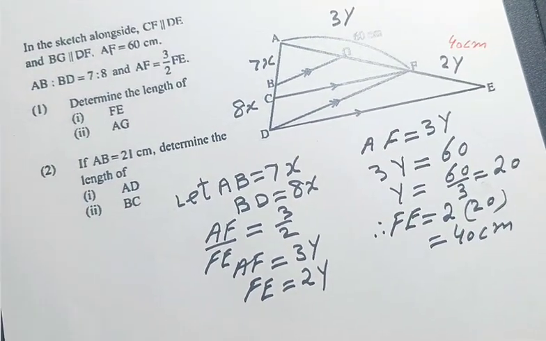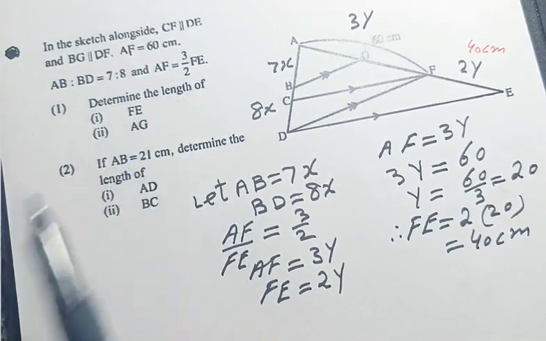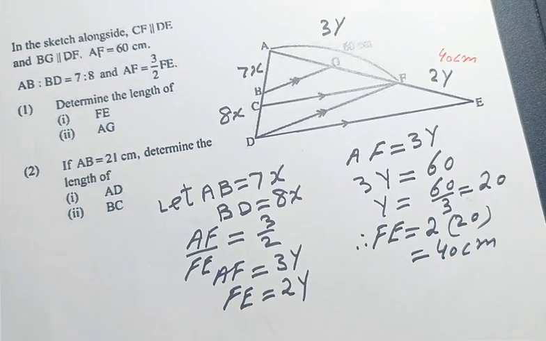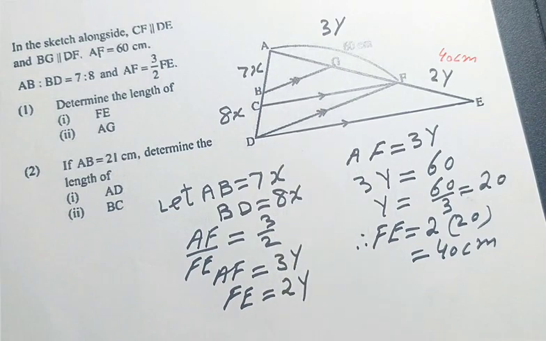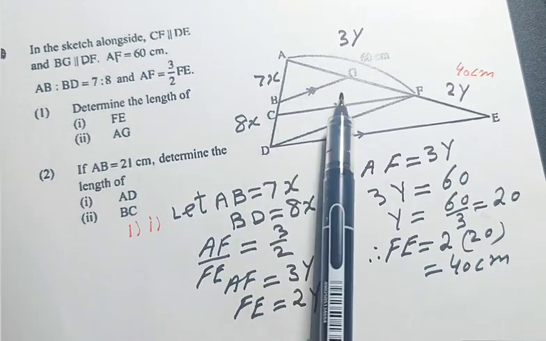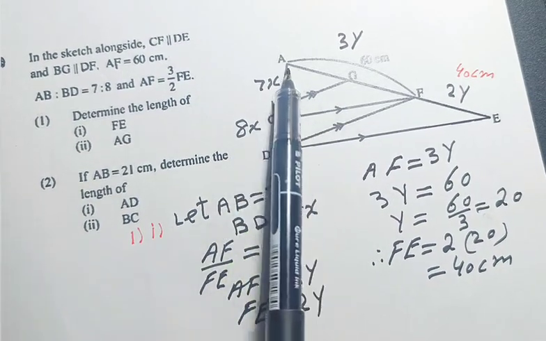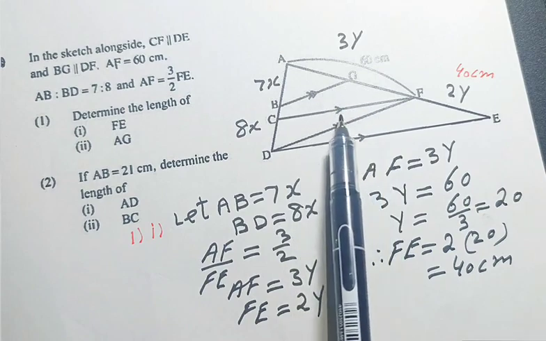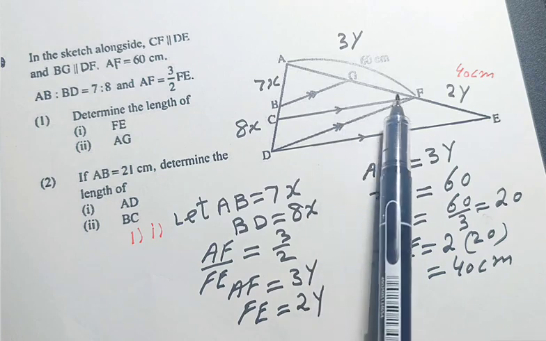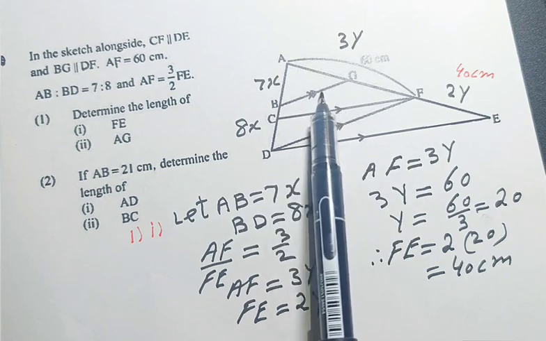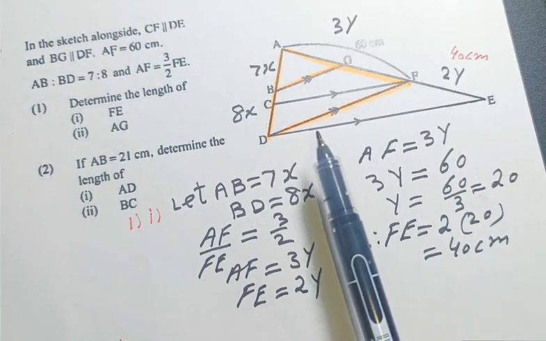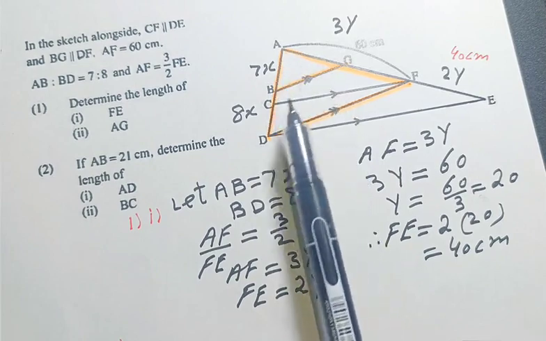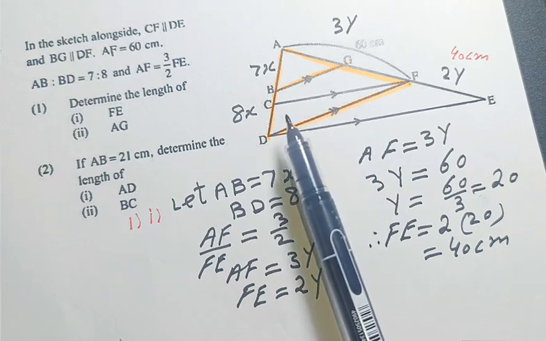Second question, it says determine the length of AG. So where is AG? AG is here. We need to see AG is on which triangle. AG is on this triangle, the one with the double arrow parallel side. Let me highlight it for you. This is the triangle, and we're going to apply the proportionality theorem here.